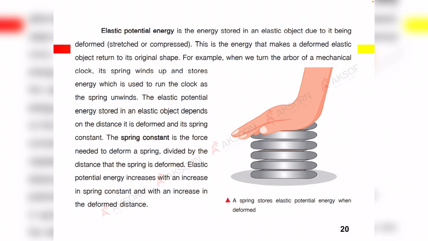The elastic potential energy stored in an elastic object depends on the distance it is deformed and its spring constant. Now, the spring constant is the force needed to deform a spring, divided by the distance that the spring is deformed. Elastic potential energy increases with an increase in spring constant and with an increase in the deformed distance.